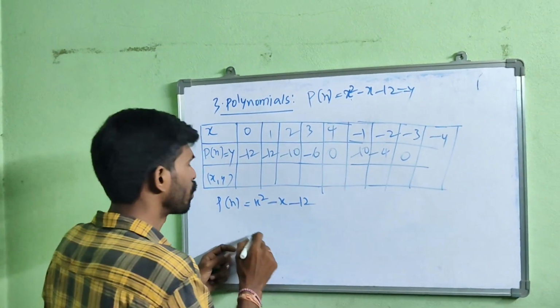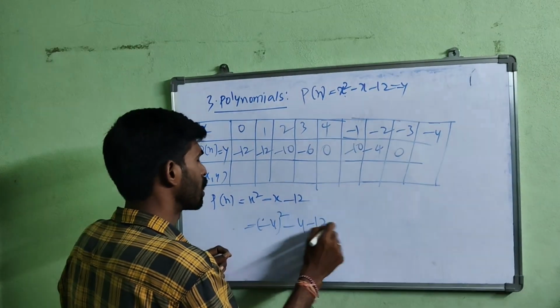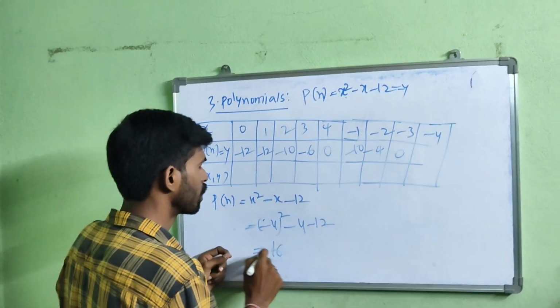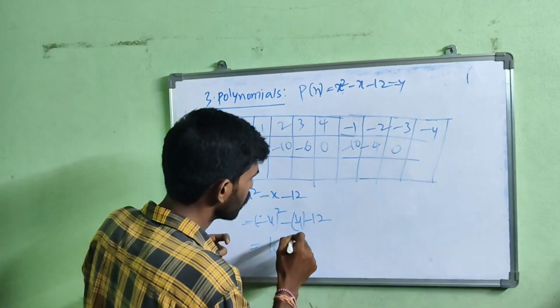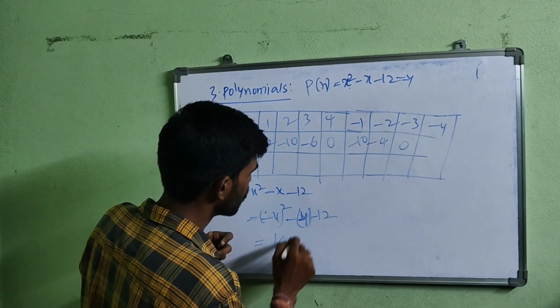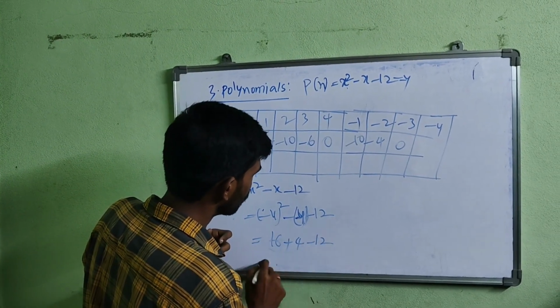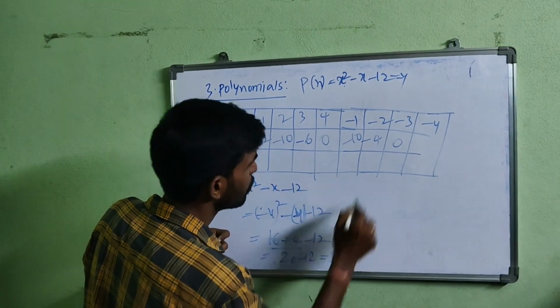But if you want to extend the line for perfection of the graph, then you can take -4. Minus 4 whole square, minus 4 minus 12. 4 4s are 16, that is plus 16, minus into minus is plus 4 minus 12. Sorry, that's why you need to take care about the minus into minus. 16 plus 4 is 20. 20 minus 12 is equal to 8.